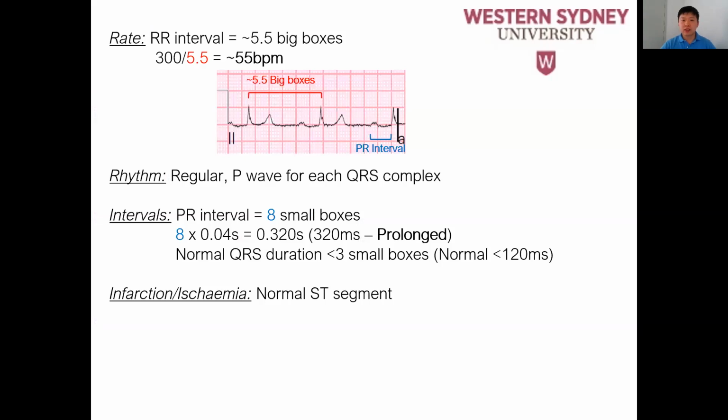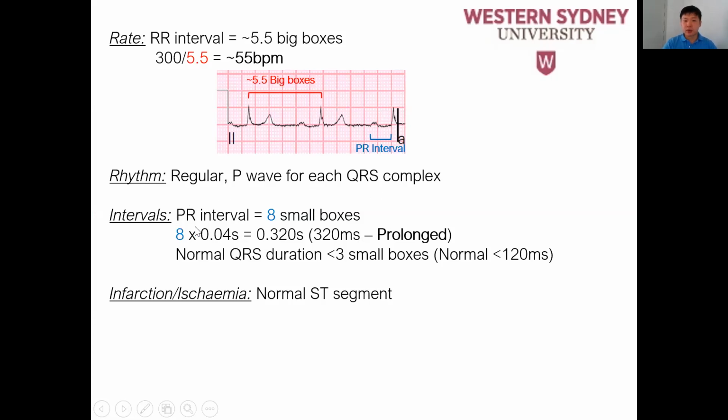What is the rate? So usually we look at lead 2 because that usually gives us the most clear P waves, and we can usually see the QRS complexes there. So the RR interval is roughly 5.5 big boxes. And then you can plug that into the equation, 300 divided by 5.5, so roughly about 55 beats per minute. The rhythm is regular, and there's a P wave for each QRS complex.